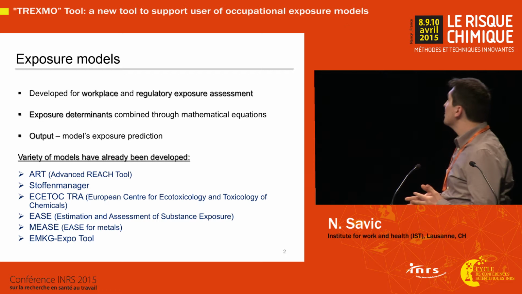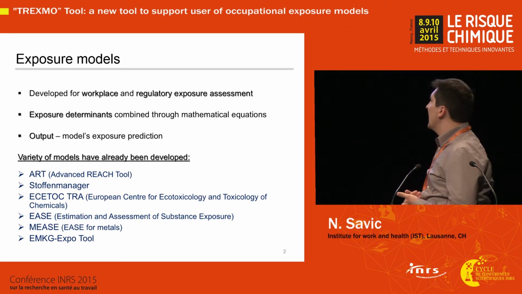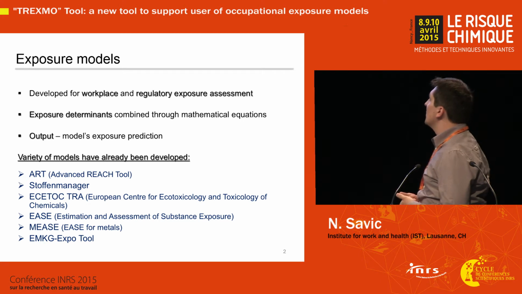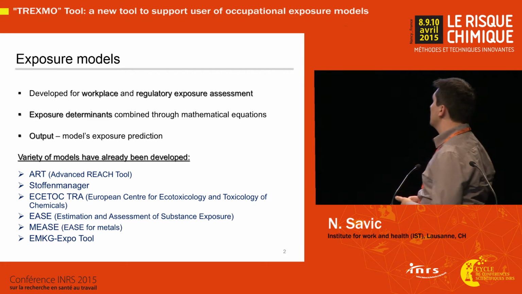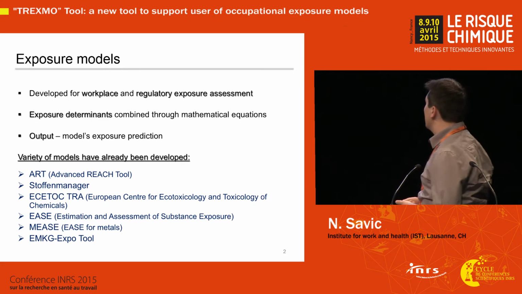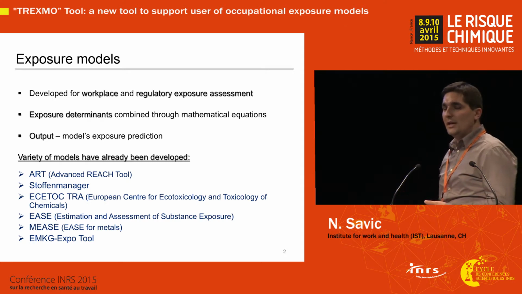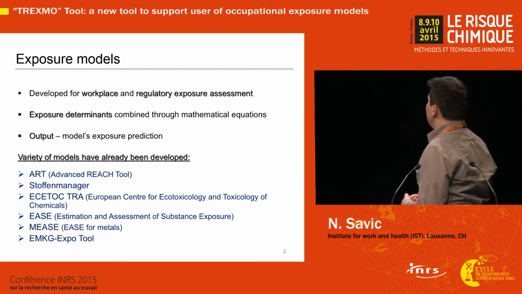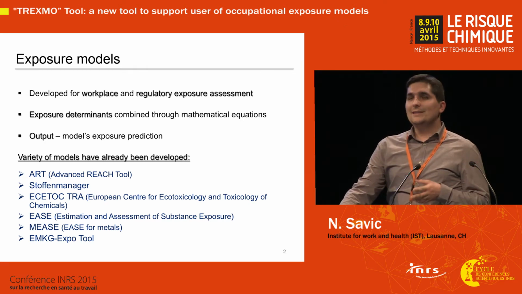So far we have a lot of different models already developed, such as ART, which is a tier 2 model, so the most complex model in the REACH. Then Stoffenmanager, Targeted Risk Assessment, MEASE, and EMKG-Expo-Tool. These 6 models are further used in this study.